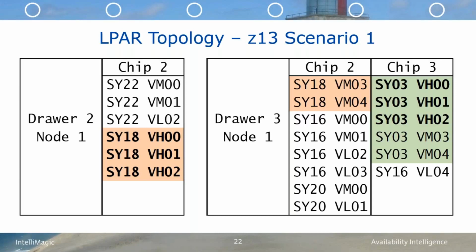Now contrast that to the topology of System 18 in orange, which has three vertical highs in drawer 2, but its two vertical mediums reside in a different drawer, drawer 3. Not just a different chip in the same node or a different node in the same drawer, but in the most remote possible location, in a different drawer. So in light of the fact that cache references from the vertical mediums on System 18 will routinely have to traverse across drawers, how do you expect that will impact RNIs for those vertical mediums?